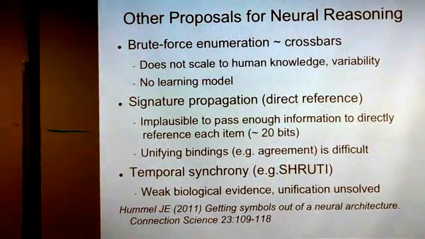There's a lot of work been done, not so much recently, on signature propagation. So imagine a neural network that had all of the relations, and what you do is you actually pass a bit pattern along this network. So if John bought a book and he now owns it, then you somehow pass the bit patterns for John and book and owns and stuff, and that's the way you do it. No one has actually made a plausibility argument for that. It takes 20 bits worth of information. Nobody knows how to do that. And this unifying thing, like I showed you, no one knows how to do that.